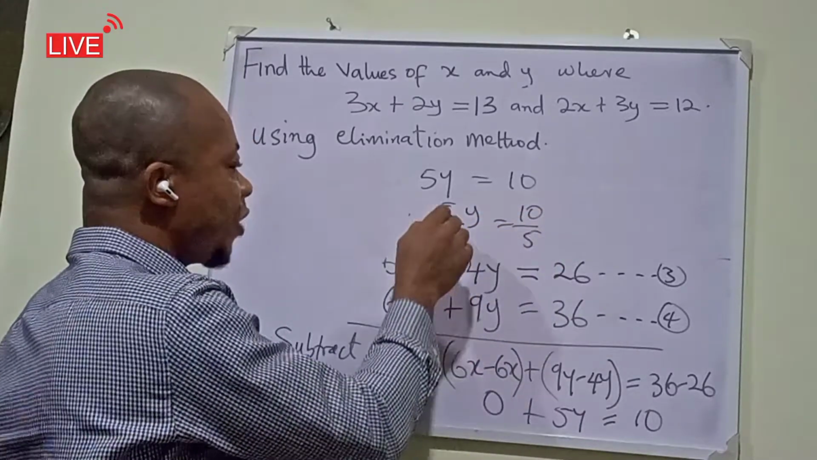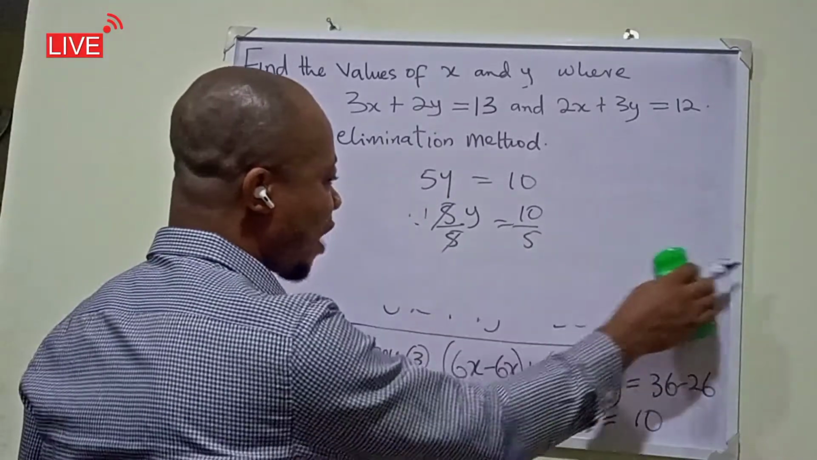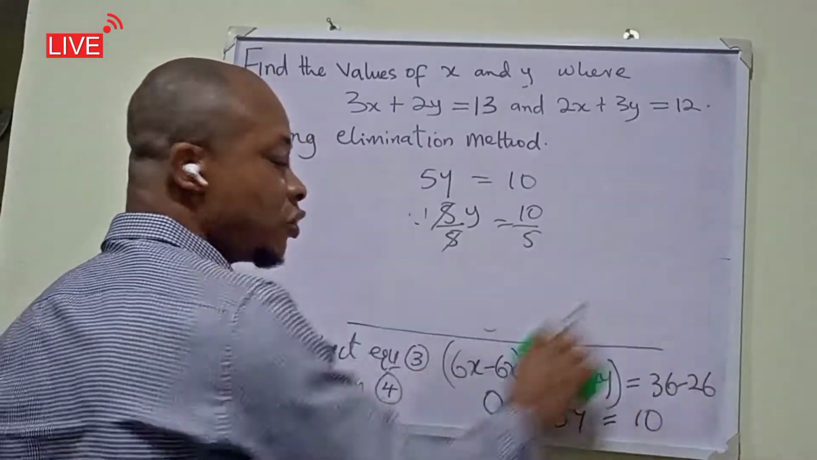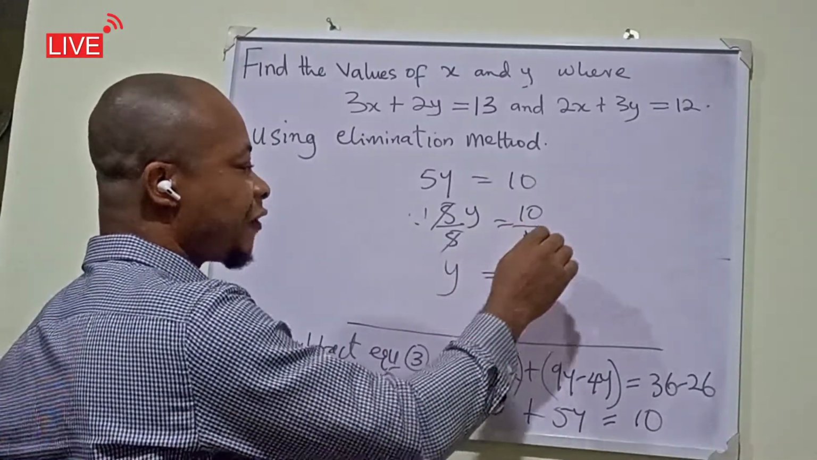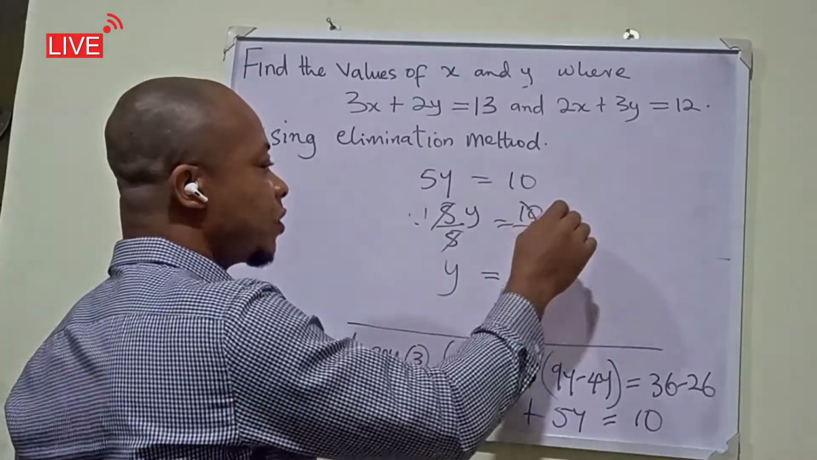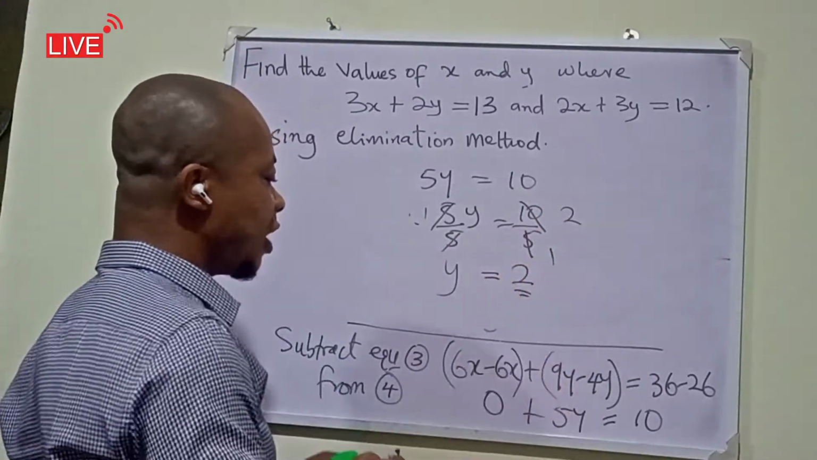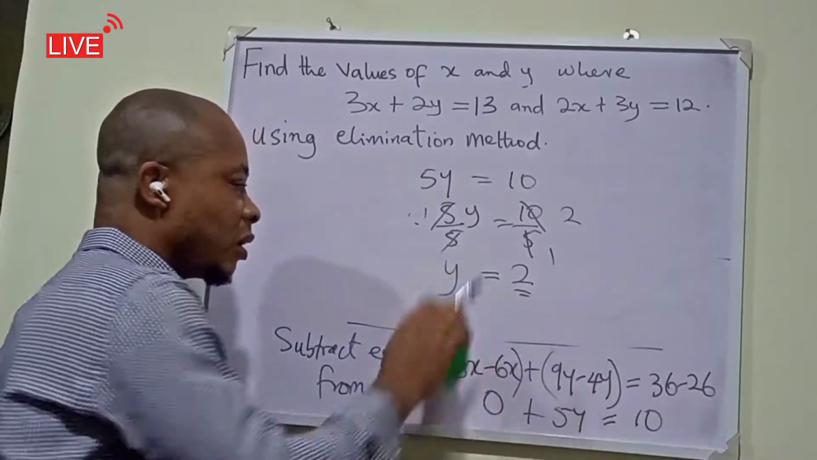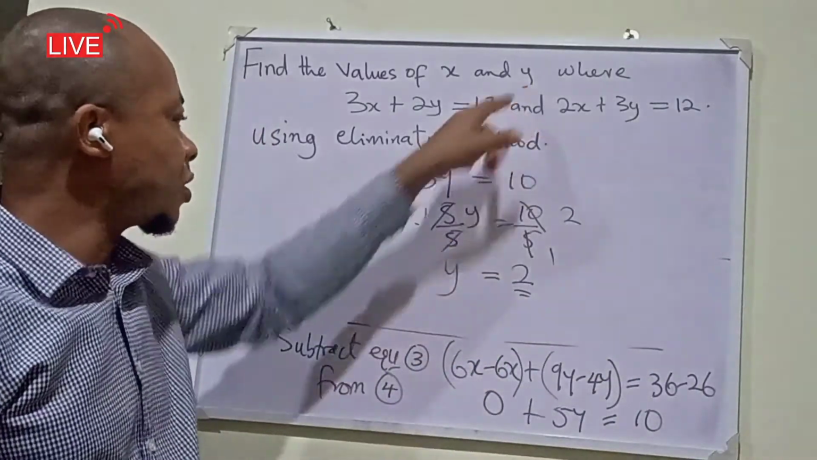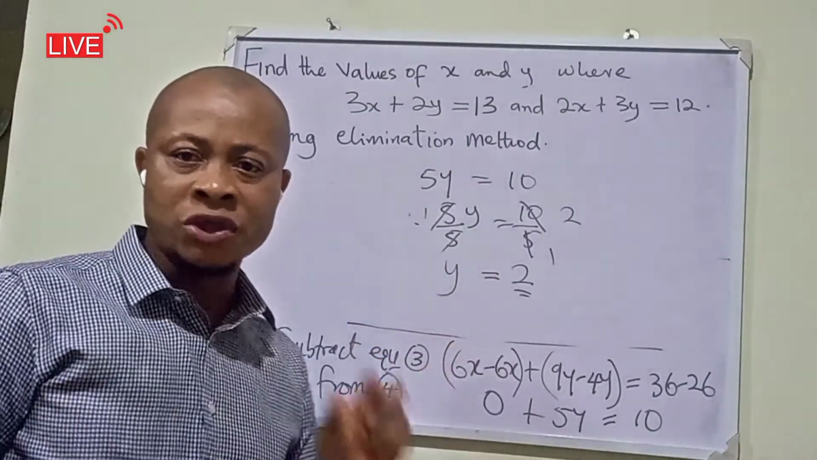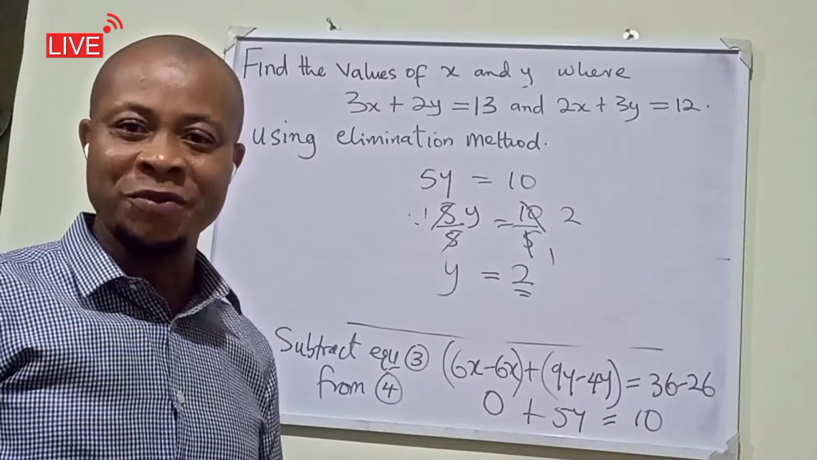5 will cancel 5 to give you 1. 1 times y will give you y. Equals 5 cancel 5, 1. Cancel 10, 2. 2 over 1 is 2. That means the answer is 2. We have successfully got the answer of y as 2. That's the first answer. Very simple.